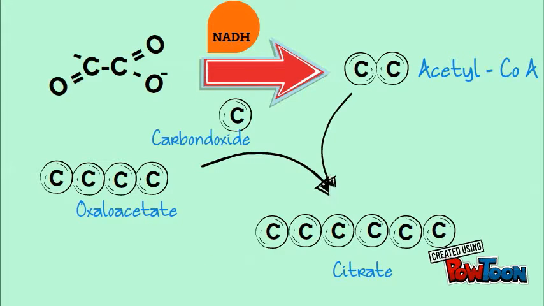The primary substrate for the TCA cycle is pyruvate, which was produced in glycolysis. This pyruvate gets converted to acetyl-CoA, and simultaneously one NADH molecule and one carbon dioxide molecule will be produced. This acetyl-CoA will connect with oxaloacetate and form citrate.